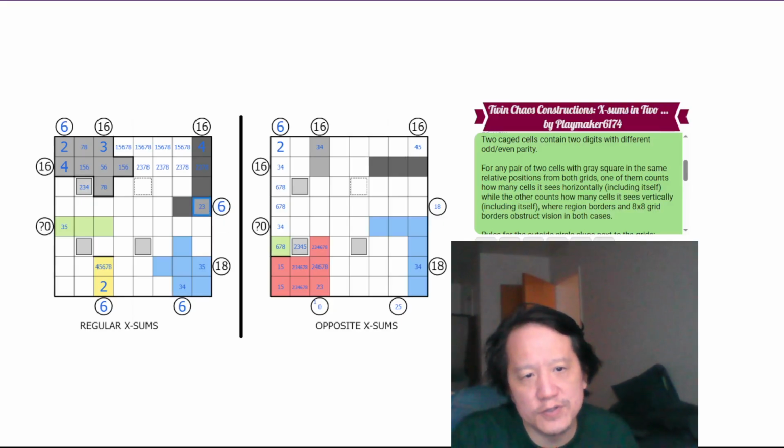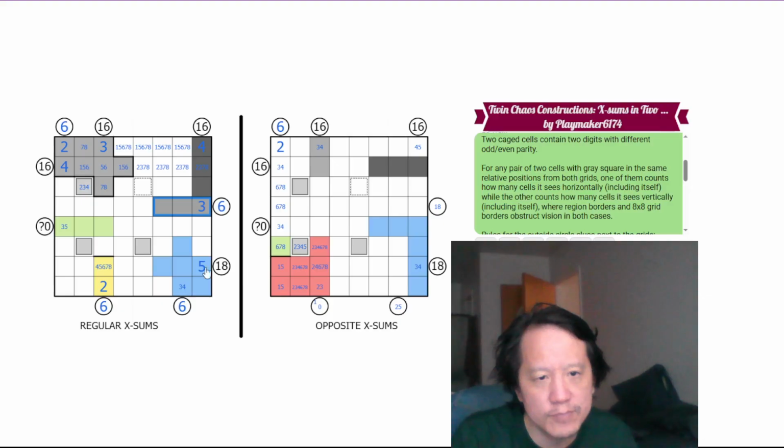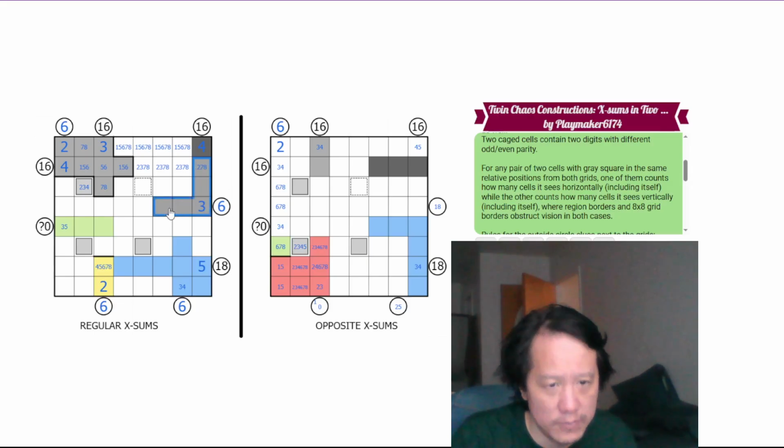If this is 3, then that forces this to be 5. That's interesting. Is blue now the longest? 1, 2, 3, 4, 5, 6, 7, 8. So no 3 here. No 5 here. This has to be part of yellow because there's no other region it could be part of.